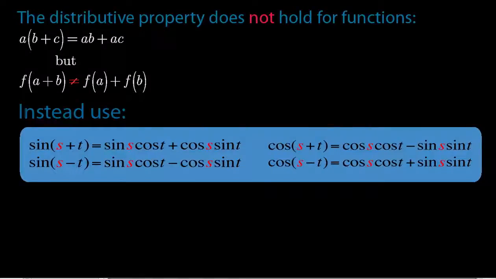The distributive property doesn't always work. In algebra, if we wanted to distribute a to both terms of this expression, we would have ab plus ac. That doesn't work for functions. So if I need to take the sine for the addition of two angles, I can't just simply distribute sine to the first angle and sine to the second angle. Without proof, you're just going to have to use the fact that sine of s plus t follows this pattern: sine s cosine t plus cosine s sine t. And then there's three other formulas for the sine for the difference between two angles, cosine for the addition of two angles, and cosine for the subtraction of two angles.